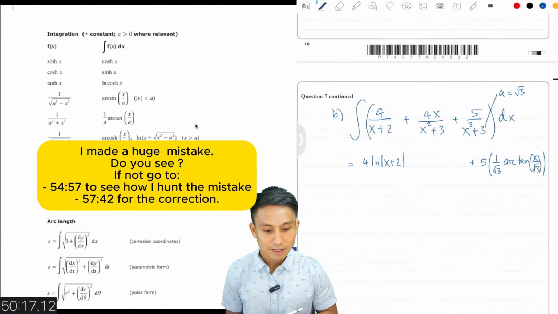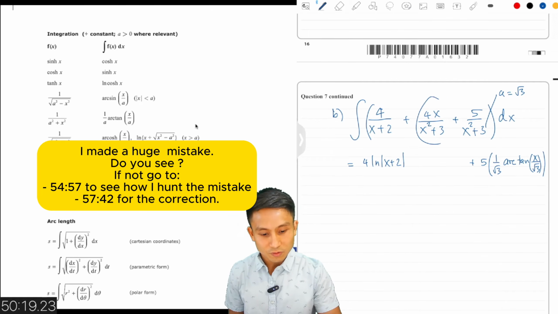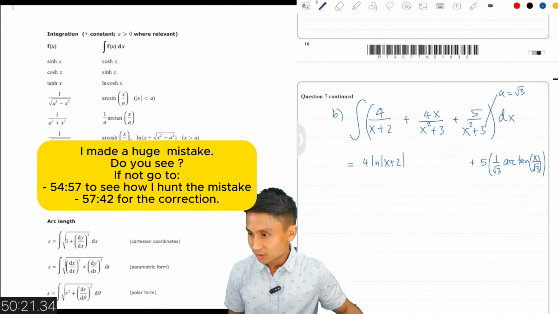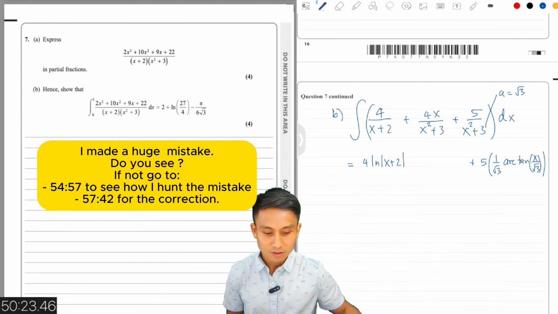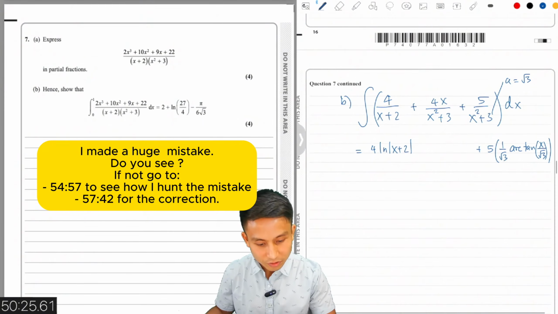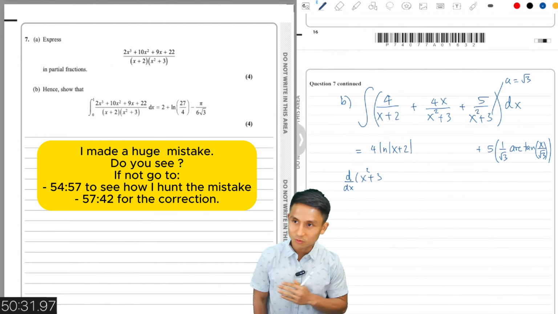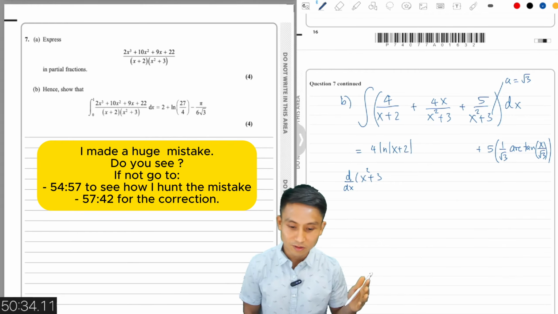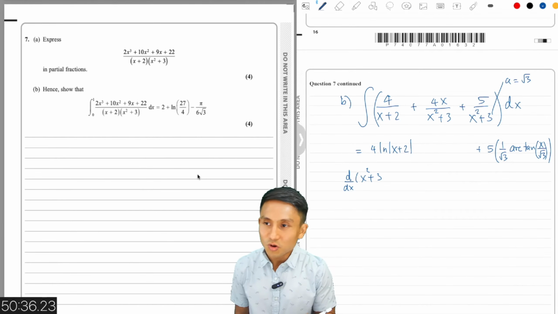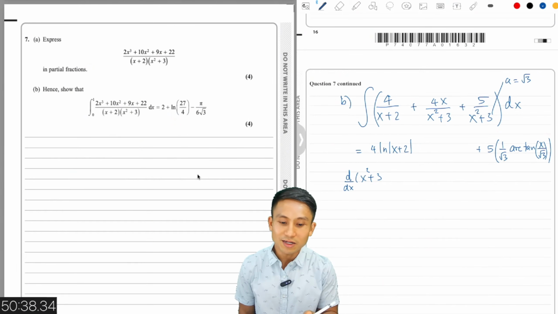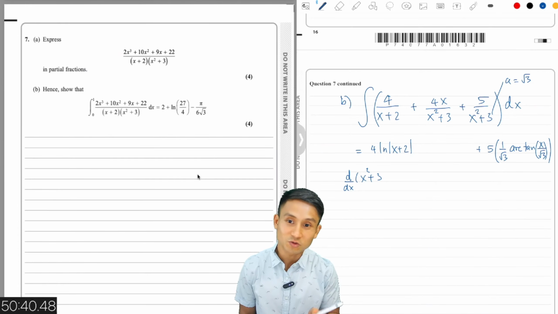And this one is a reverse chain rule. So I'm going to go back to the paper now. How do we do reverse chain rule? Well, we try to differentiate the bottom. You should go check the easy way to do reverse chain rule, if you have forgotten how to do it quickly. If you don't do reverse chain rule here, you're going to need to do substitution, which takes a little time.